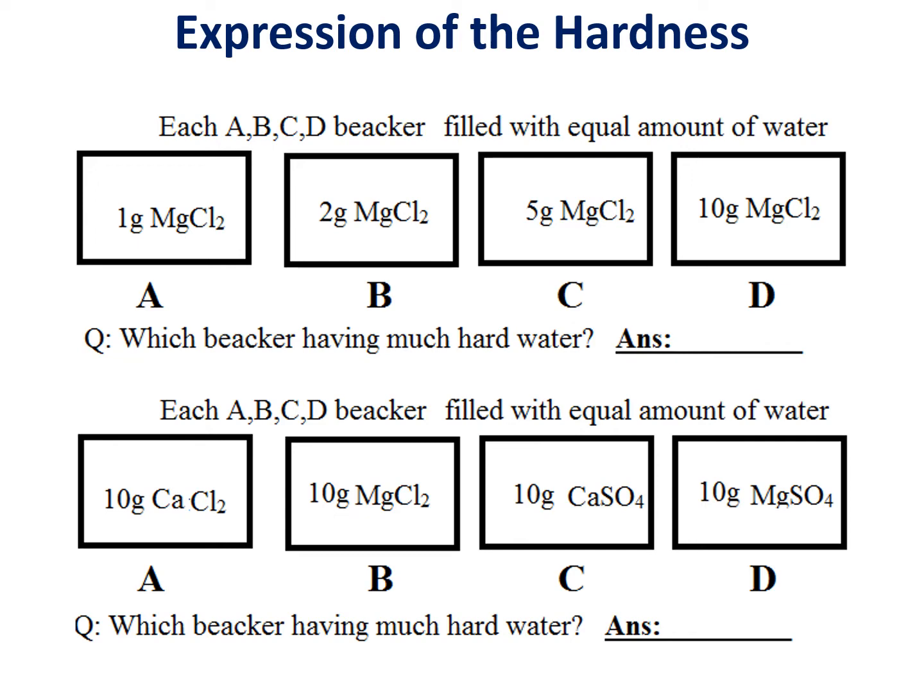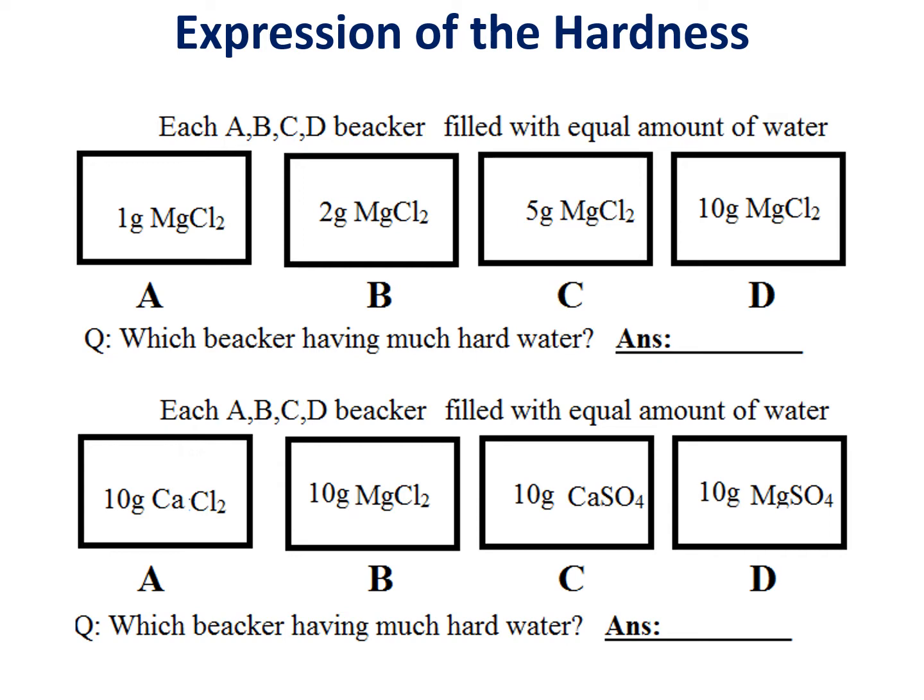In that water I added, in the first beaker, 1 gram of magnesium chloride, in the second beaker 2 grams of magnesium chloride, in the third beaker C 5 grams of magnesium chloride, and in the fourth beaker, named D, I added 10 grams of magnesium chloride. Now the question is, which beaker has the hardest water? You can easily answer the question.